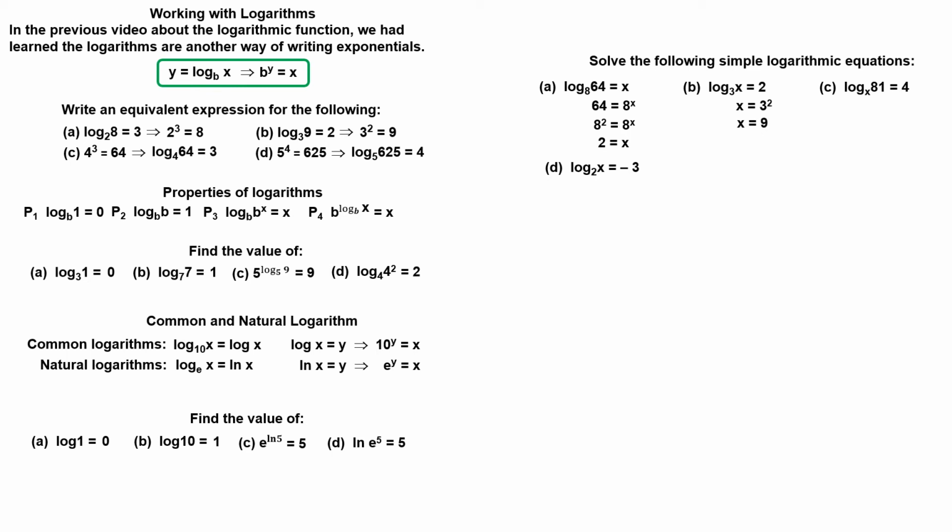Log base x of 81 equals 4. Write in exponential form. Write both sides of the exponential equation in the same base. We see that x equals 3. Write in exponential form.